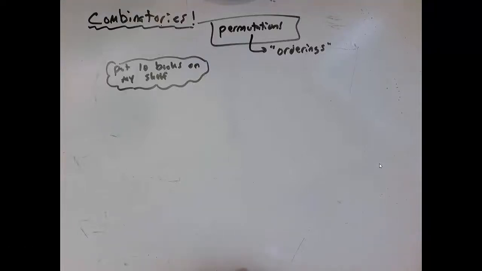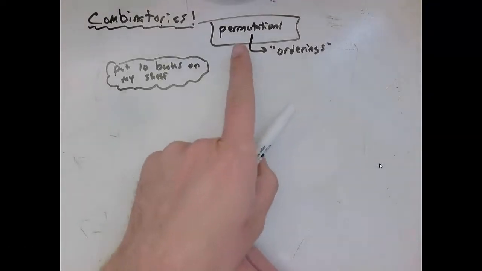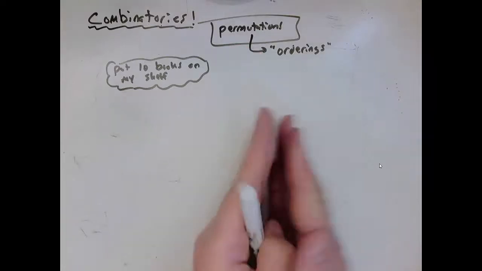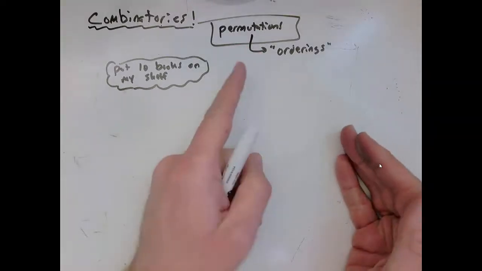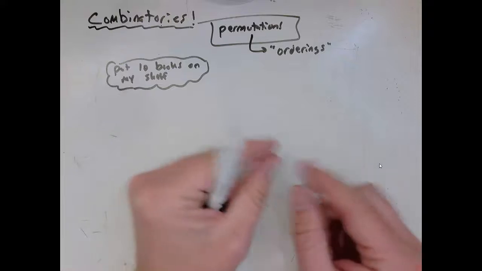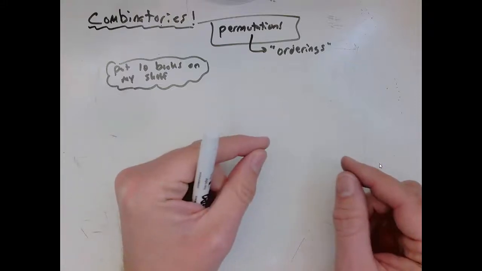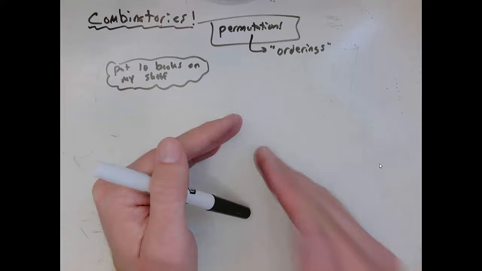A really big idea in combinatorics is the idea of a permutation. The word permutation just means an ordering. So if I'm counting permutations, that's like I'm counting how many orders are possible for something, like how many ways can I put things in a sequence.